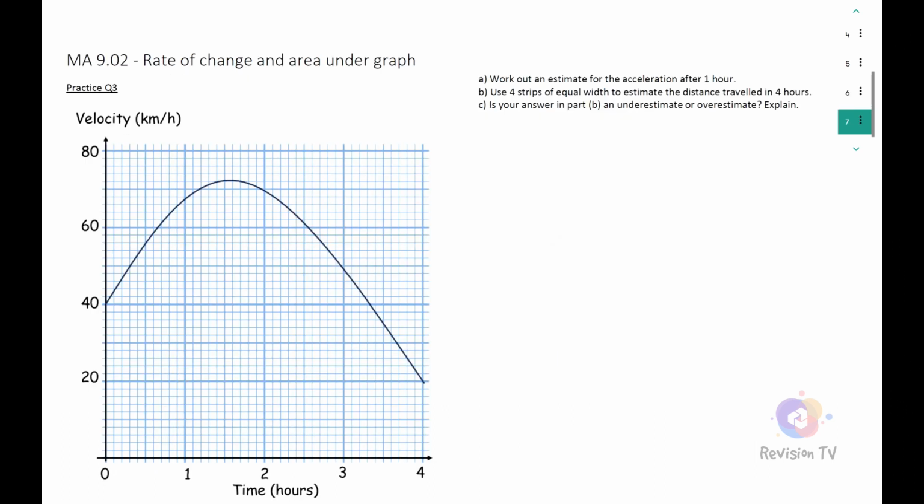Here is the final practice question. This time a mix of both the gradient and the area on the graph. So pause the video, have a go at the question. When you're ready for the answer, you can press play.